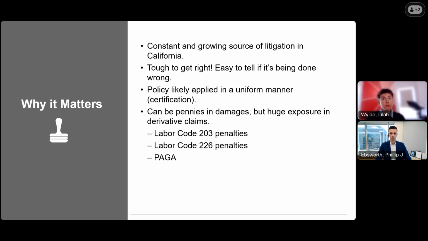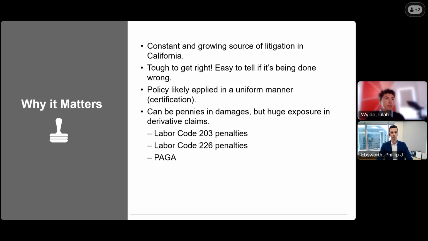So, Labor Code 203 comes from the public policy in California that has long favored the full and prompt payment of wages due to an employee. So to ensure that employers comply with the laws governing the payment of wages, the legislature enacted Labor Code 203, which basically says that when an employer fails to pay all wages due at termination, they're liable for the payment of what we call waiting time penalties to each employee who they failed to pay all wages due at termination, up to a maximum of 30 days.